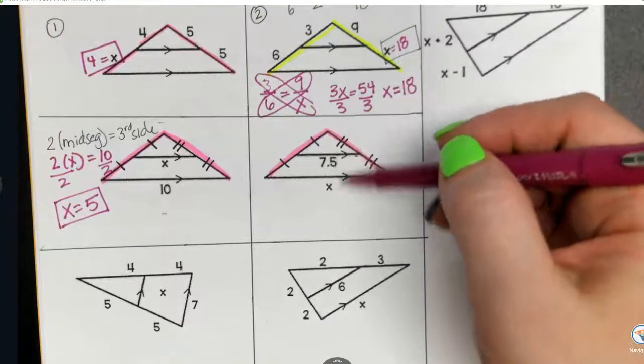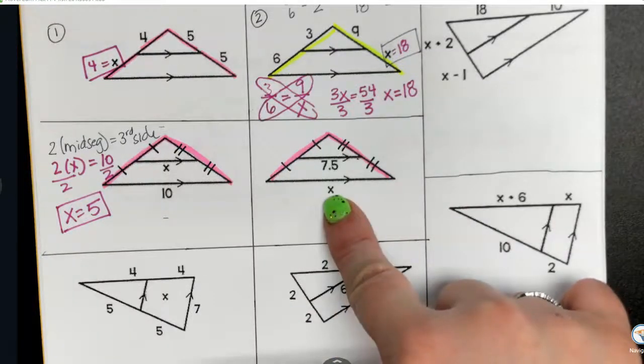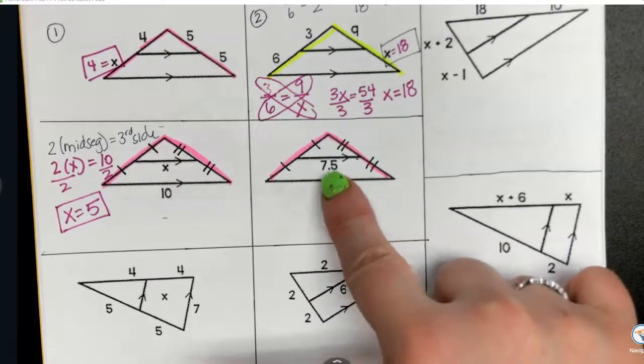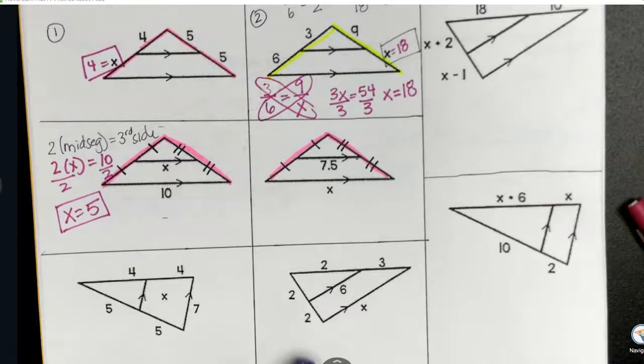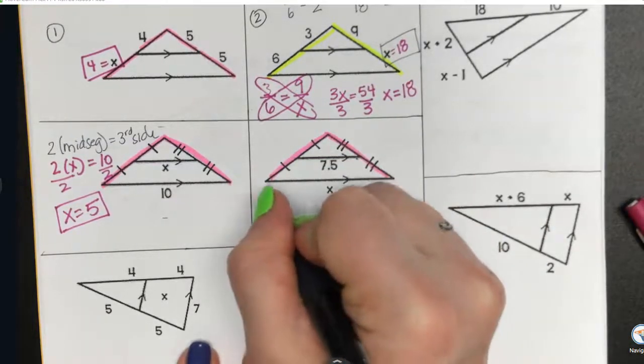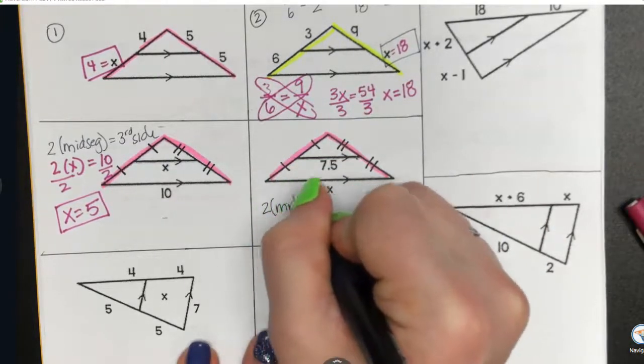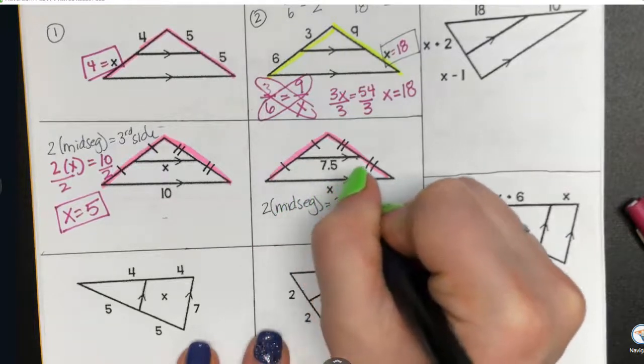Here, now I'm looking for the third side. They gave me the mid segment. I'm looking for the third side. I still know that 2 times the mid segment should give me the third side.